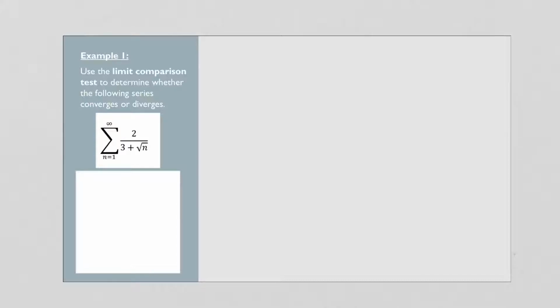We are going to start with our series a sub n, being the original series, n equals 1 to infinity of 2 over 3 plus the square root of n. We want to compare it to a new series, b sub n. What should we let b sub n be? Well, I'm going to choose 2 over the square root of n.